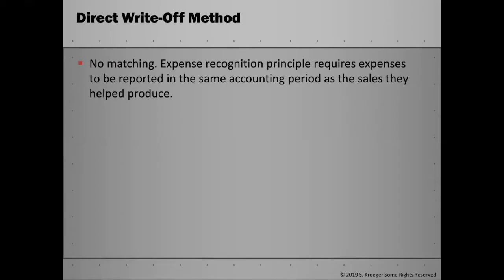Because the matching principle is not followed here, this is not considered to be GAAP, the generally accepted accounting principles. This is why only the small businesses can use this method. The public companies cannot because they must follow GAAP. I will now show you how to do the journal entries for writing off accounts using the direct write-off method.